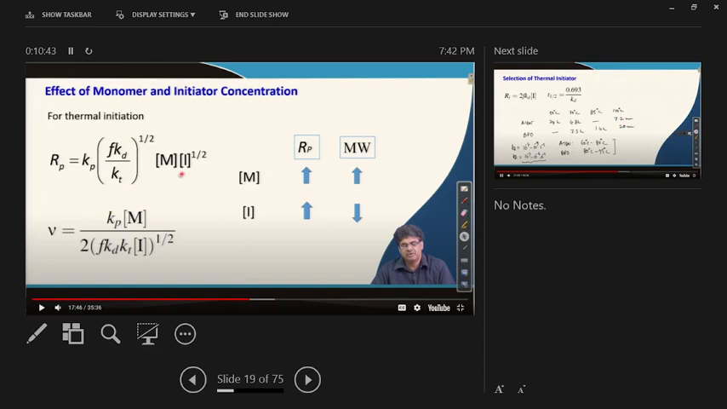So now we are going to discuss the effect of monomer and initiator concentration. For thermal initiation, according to the equation which we have derived, the rate of polymerization is proportional to M and I. So we can say the rate of propagation will depend on monomer concentration as well as initiator concentration. Either you increase monomer concentration or initiator concentration, the rate of polymerization will increase. Obviously, the initiator is also making radicals, and we are using the radical as a reactant. So finally these both are reactants.